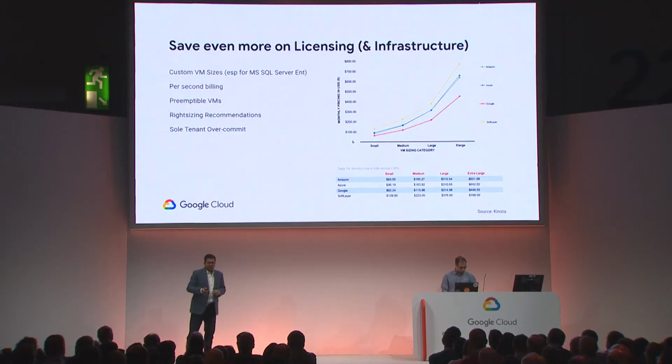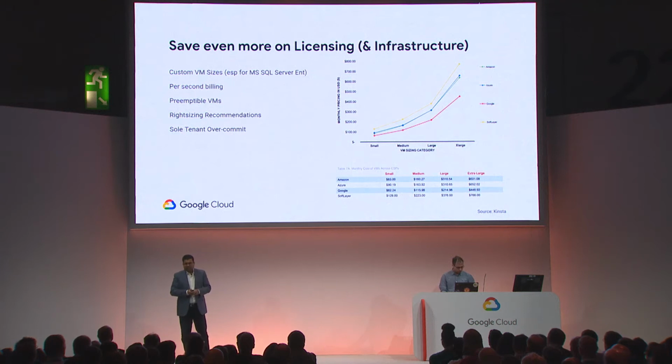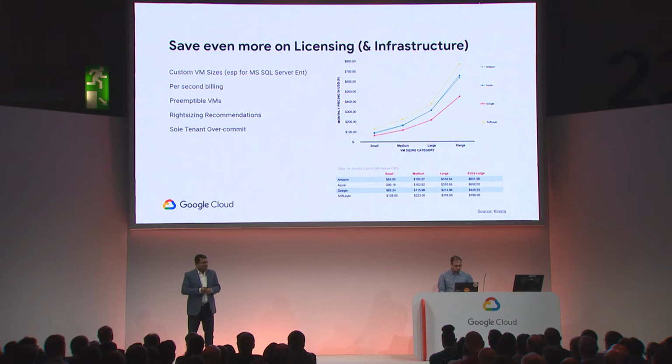In context of licensing costs, there are a couple of other things that I will highlight. There are a number of platform features in GCP which make it much more efficient to run Microsoft workloads from a license cost perspective on our platform than others. One example is custom VM shapes and sizes.